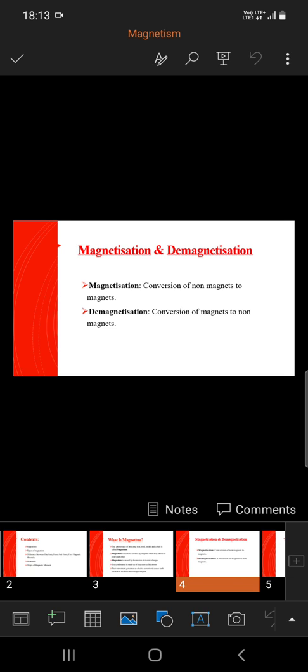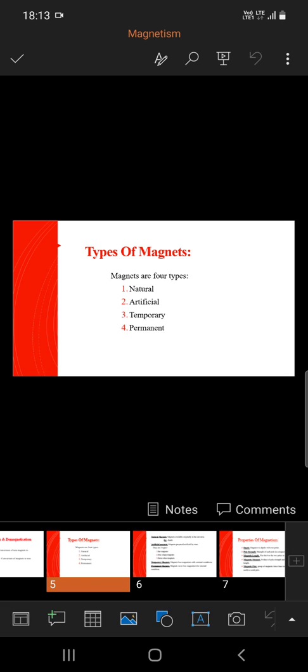Magnetization and demagnetization. Shall we know about that? What is magnetization and what is demagnetization? Magnetization: conversion of non-magnets to magnets. Demagnetization: conversion of magnets to non-magnets.